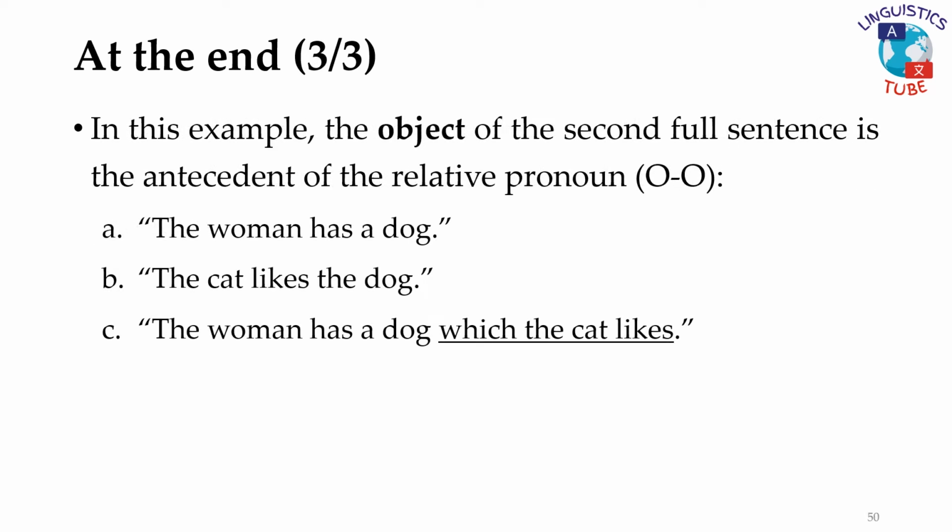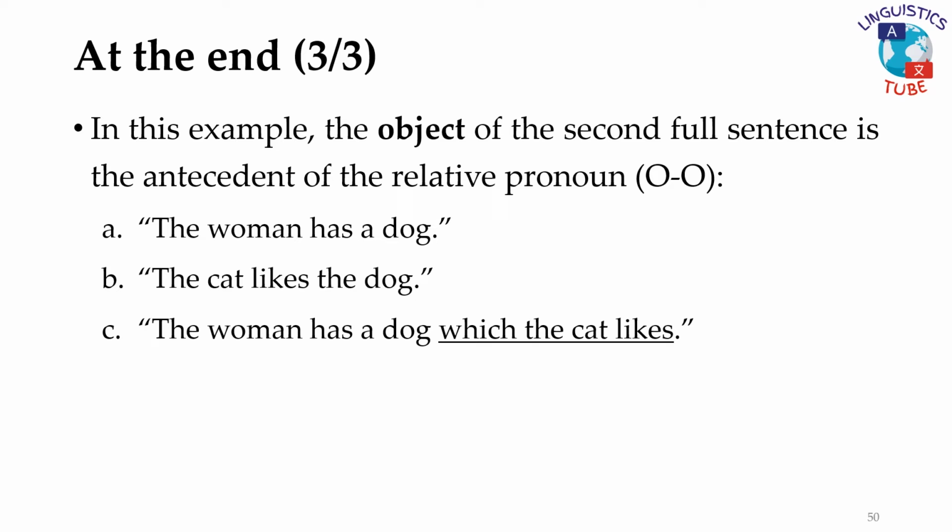The final type of relative clause to discuss is when the relative clause modifies the object of the main clause and the object of the second full sentence is the antecedent of the relative pronoun. This is known as OO. For example, the woman has a dog. The cat likes the dog. The woman has a dog which the cat likes.